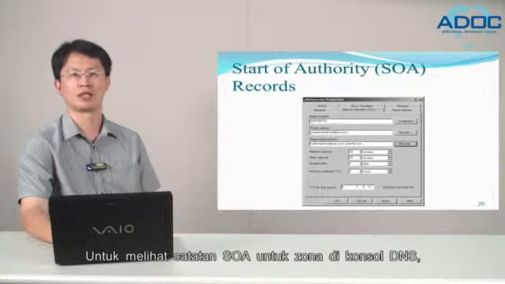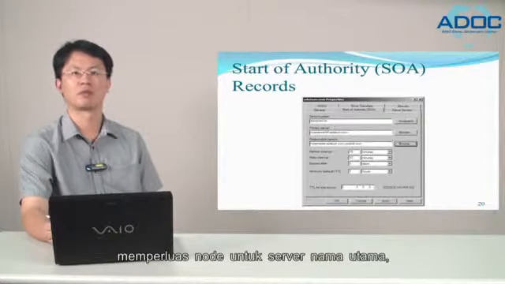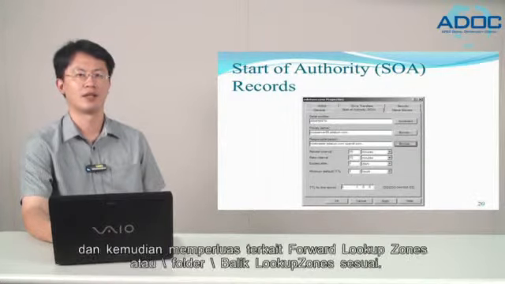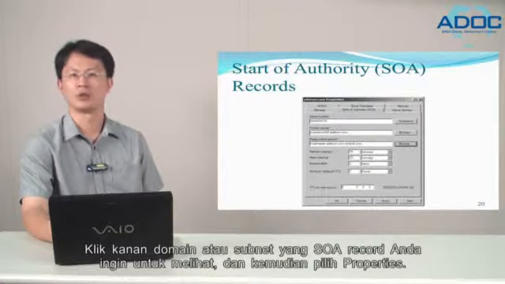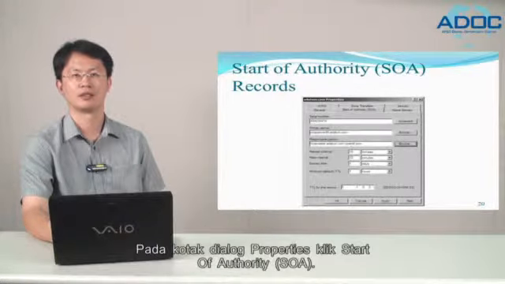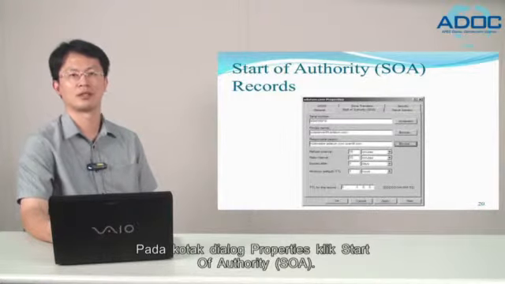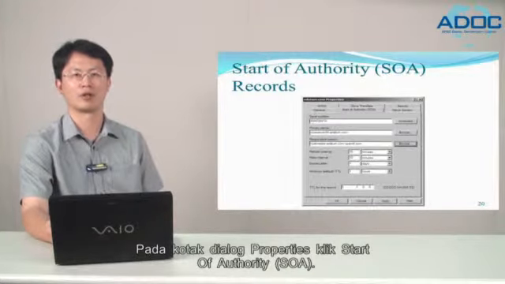To view the SOA record for a zone in the DNS console, expand the node for the primary name server, and then expand the related forward lookup zones or reverse lookup zones folders as appropriate. And right-click the domain or subnet whose SOA record you want to view, and then select Properties. In the Properties dialog box, click the Start of Authority (SOA) tab.